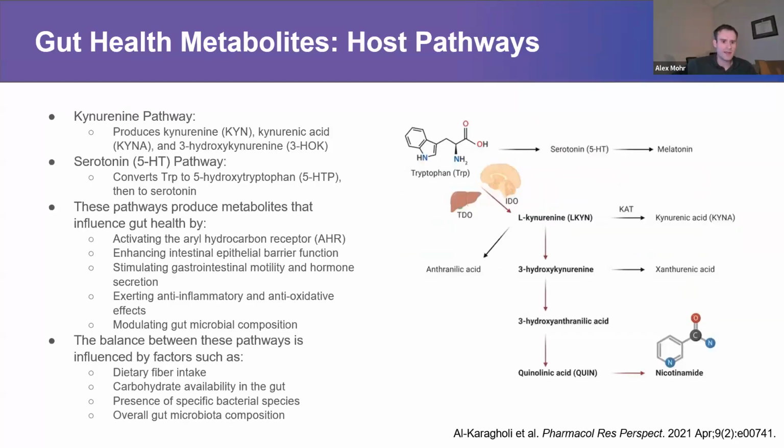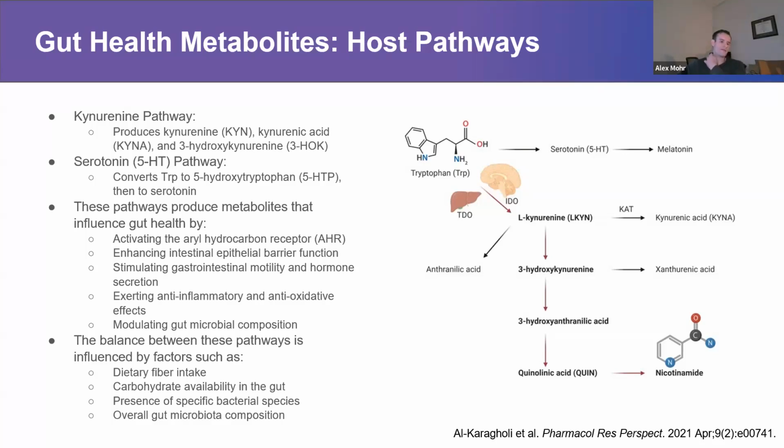So the kynurenine pathway, this is another really important one to focus in on, as it plays a crucial role in regulating intestinal inflammation. Also the serotonin pathway, as this converts tryptophan into 5-hydroxytryptophan and then to serotonin. And these metabolites are important in gut health by activating certain receptors linked to maintaining gut permeability, which enhances intestinal barrier function, stimulating gastrointestinal motility and hormone secretion, exerting anti-inflammatory and antioxidative effects, as well as modulating gut microbial composition.